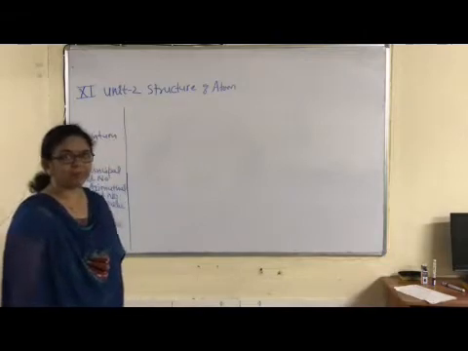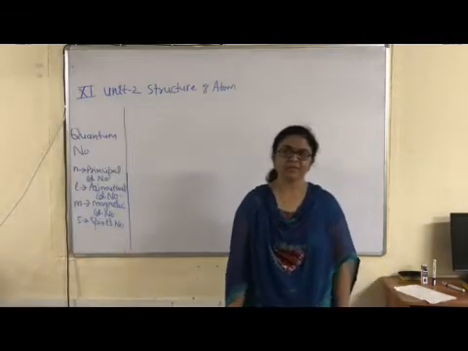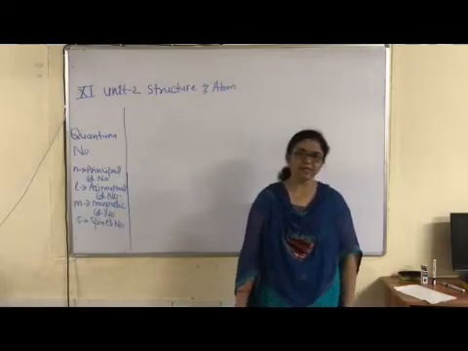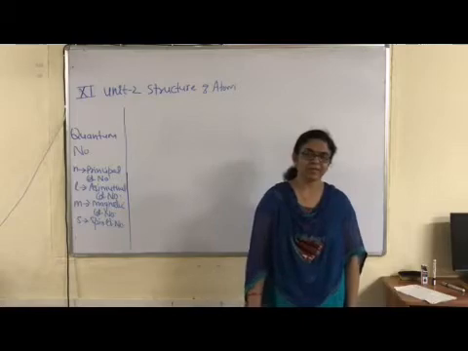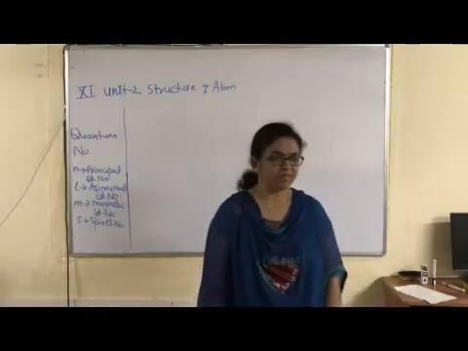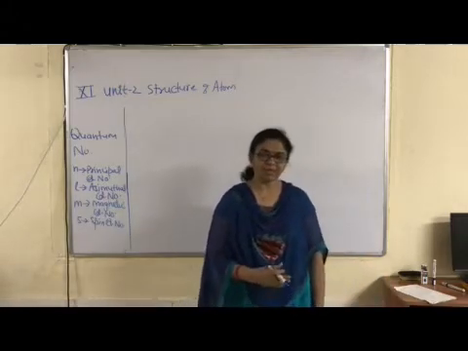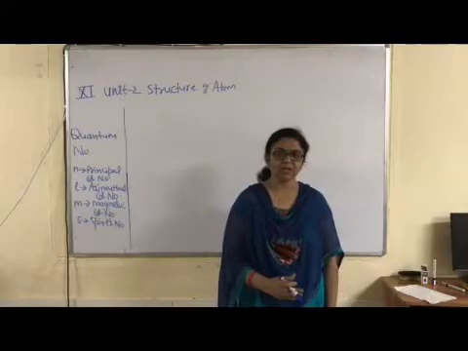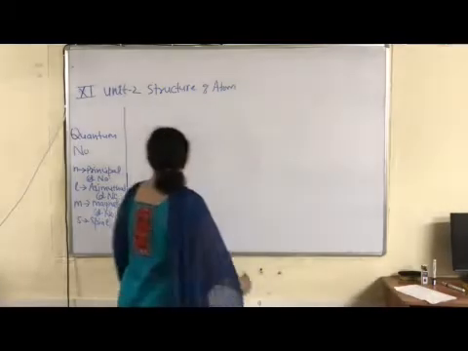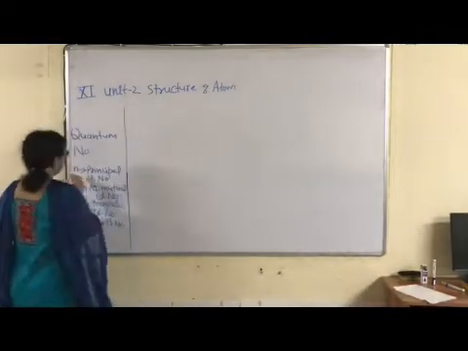What are quantum numbers? A quantum number is a set of four numbers, known as the principal quantum number, secondary quantum number, magnetic quantum number and spin quantum number, with the help of which we can get complete information of an electron in a particular orbital or subshell. So the first quantum number is the principal quantum number. Its symbol is n.